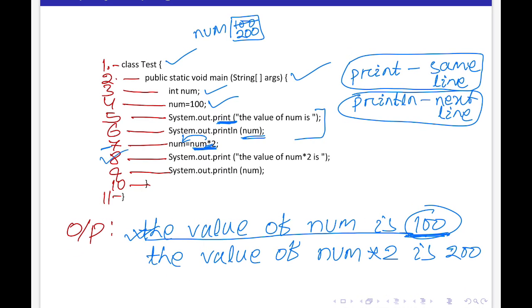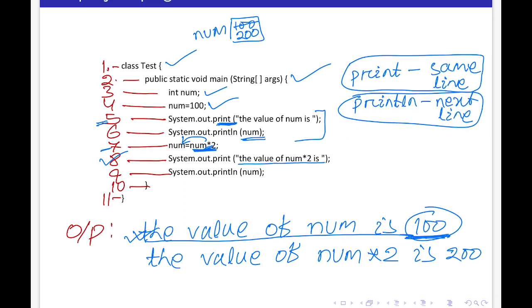Then come to line number 8, that is system.out.print the value of num multiplication 2 or num star 2 is. So it is similar to line number 5. So it is going to display the value of num multiplication 2 is some space on the screen. Now come to the next line, that is line number 9. So system.out.println num, so it is similar to the line number 6. So it is going to display the value of num, that is 200.